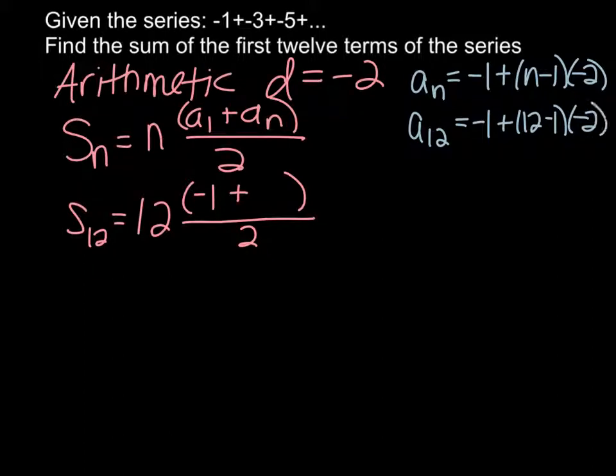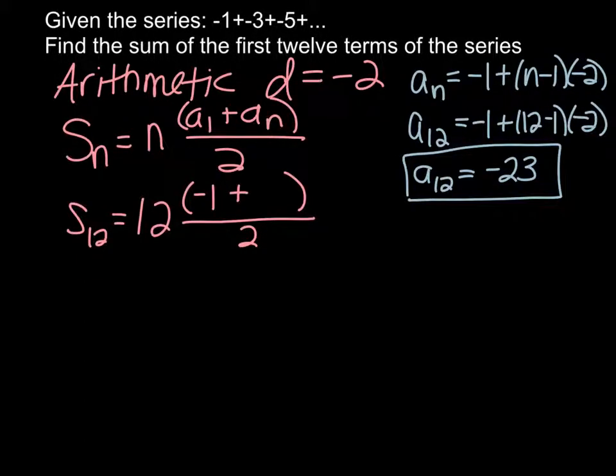And that's going to give us that the 12th term, once you type the right-hand side into your calculator, 11 times negative 2 is negative 22. Negative 22 minus 1, or plus a negative 1, gives me a negative 23. So this is the last term that I plug in for a sub n. This is going to give me negative 24 over 2, which is negative 12, times 12, which gives me negative 144 as my sum.